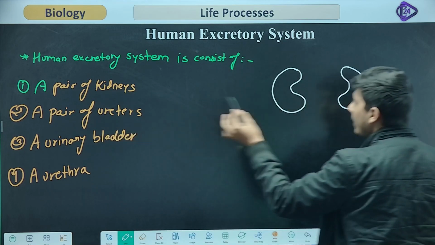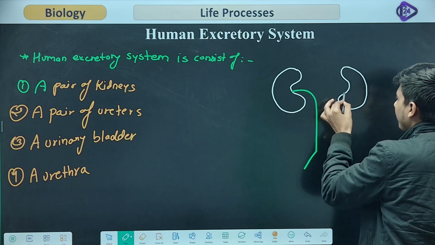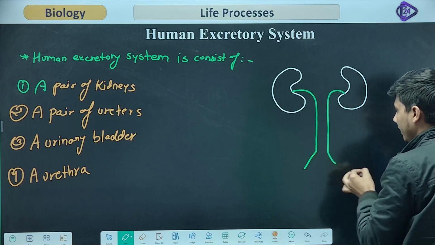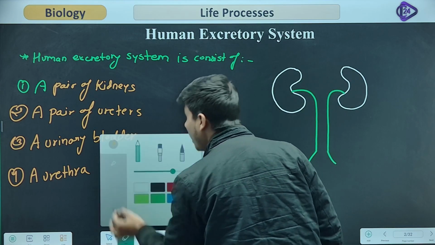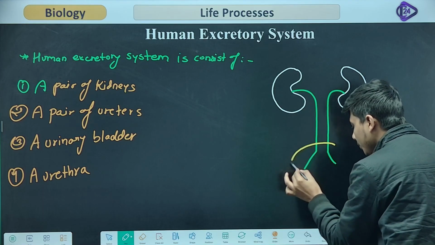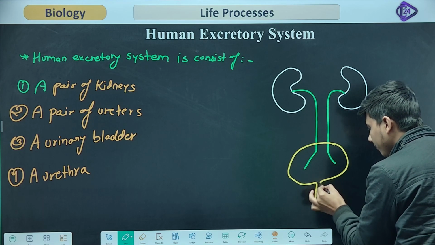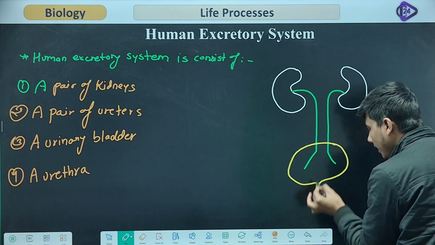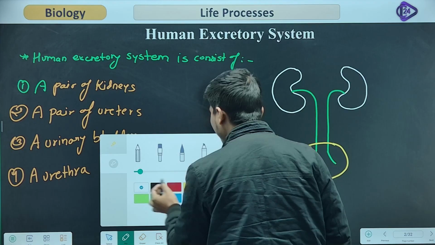Now the second one is a pair of ureters, which are arising from the kidneys. A pair of ureters. Now the next one is a urinary bladder. This is our urinary bladder. And from the urinary bladder, the urethra arises. This is our urethra.